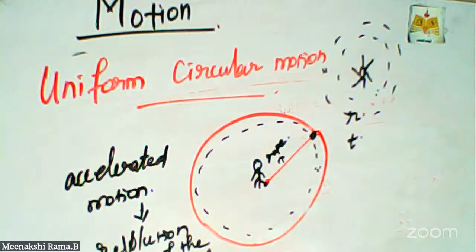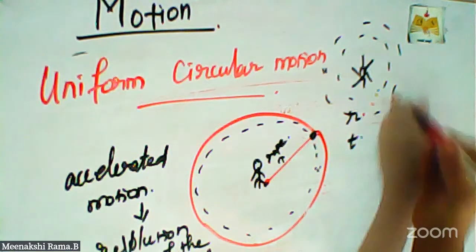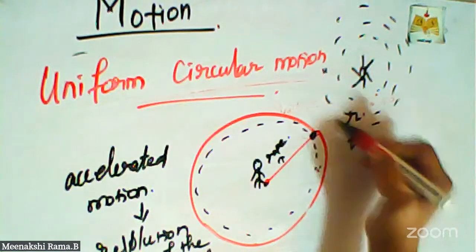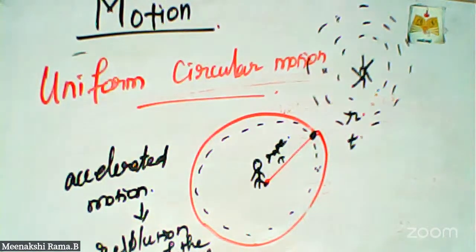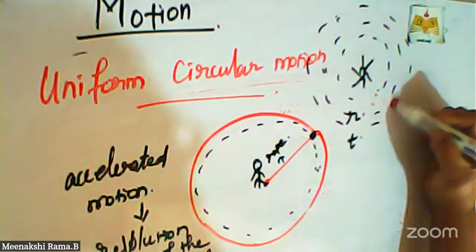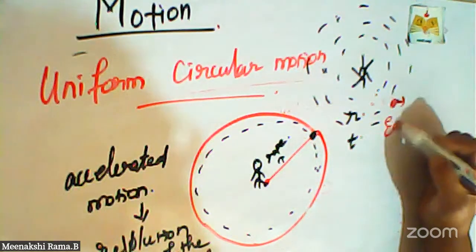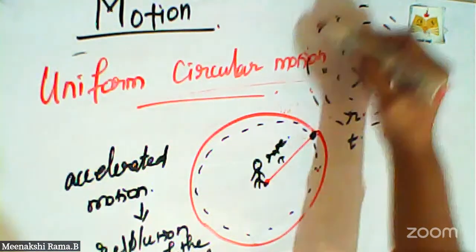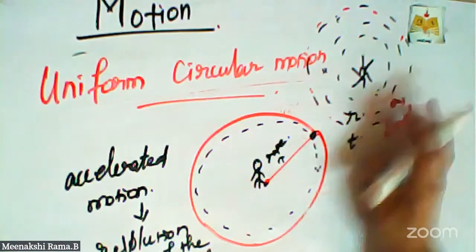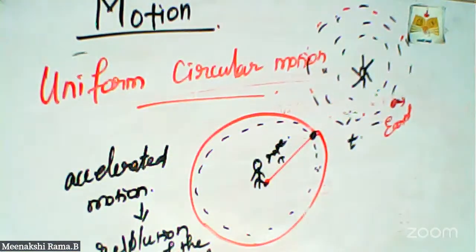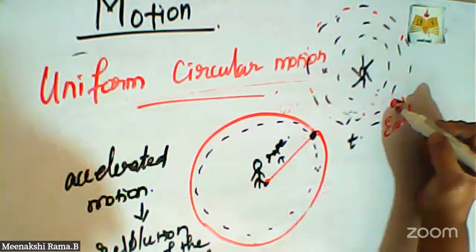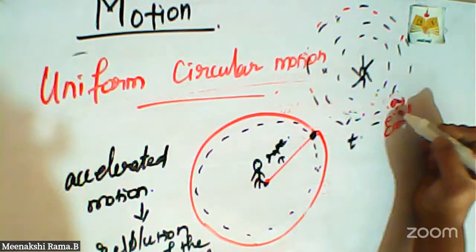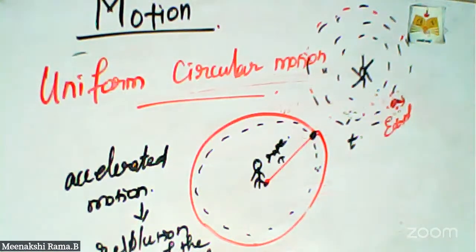The third planet of the solar system is Earth. The Earth is always rotating around the sun. The moon is always rotating around the Earth. So this is also a good example of accelerated motion, that is, circular motion.